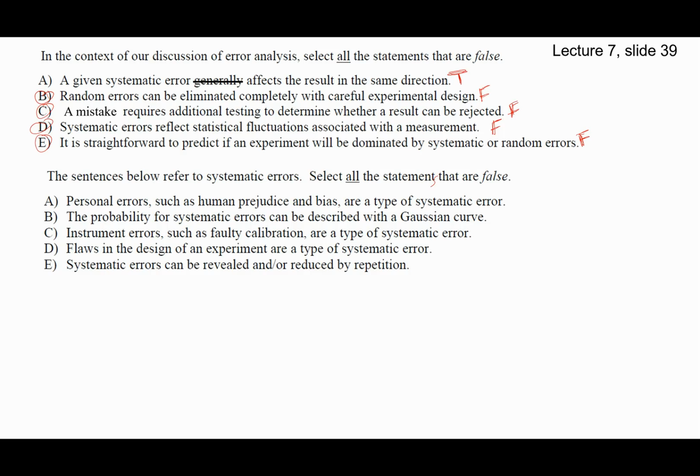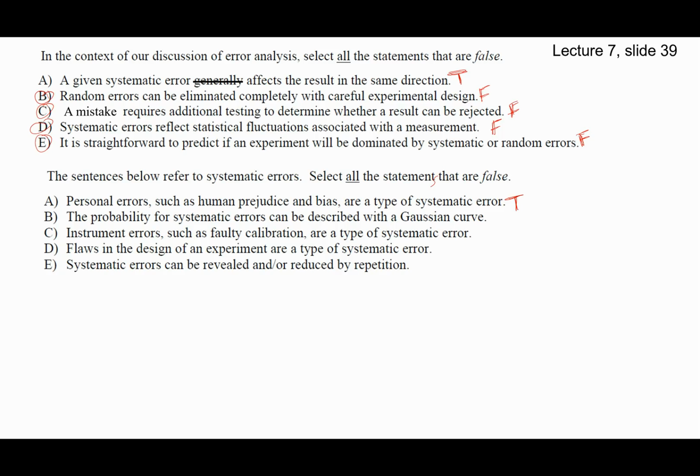Personal errors such as human prejudice bias are a type of systematic error. Let's see. If I don't put my thermometer all the way into my solution, I won't get a good temperature reading. It'll always be a little bit cool. If I don't calibrate something correctly, it'll be off. If I don't read the burette level with the meniscus, I read it from the bottom up, I'll wind up getting a bigger number. So yeah, that's true.